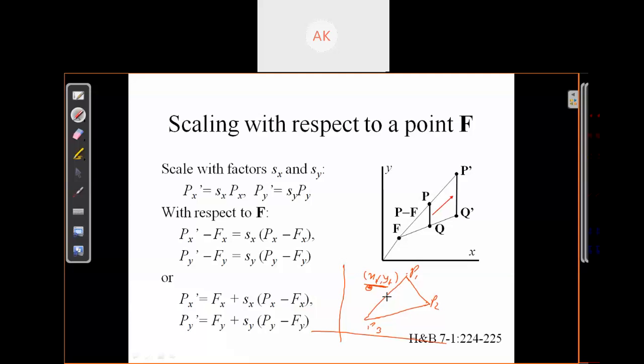So we have seen translation, rotation and scaling of an object when your rotation point or fixed point is not the origin, some different points, and we get this equation. Now let's discuss the matrix representation of these transformations.